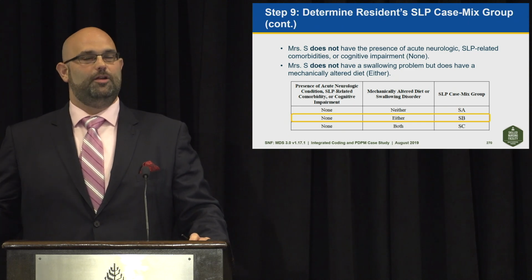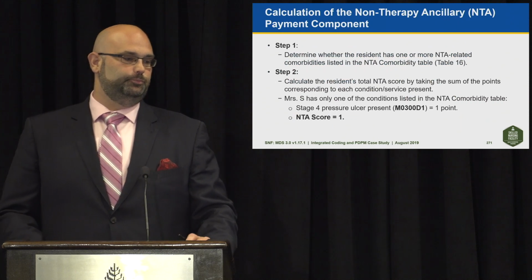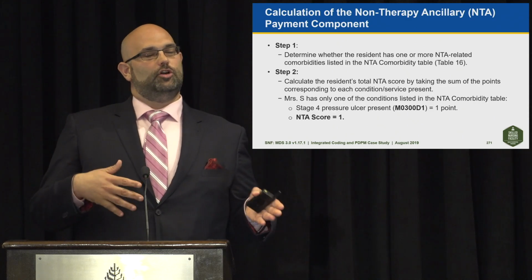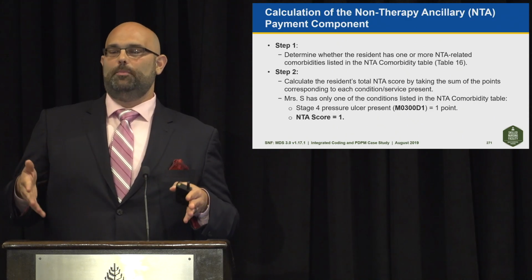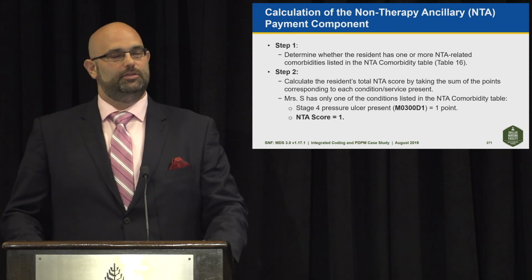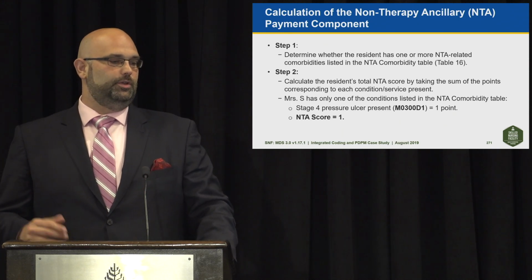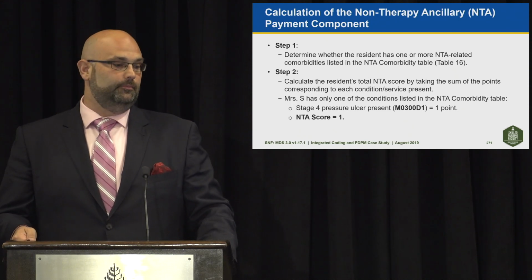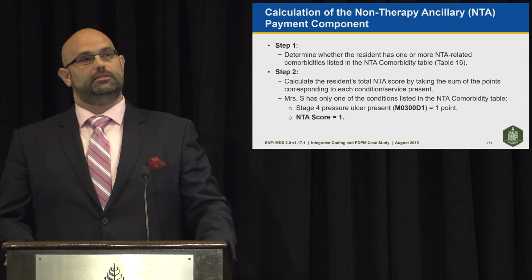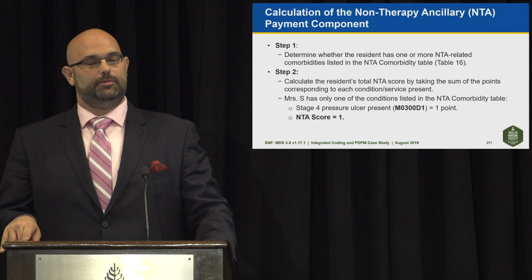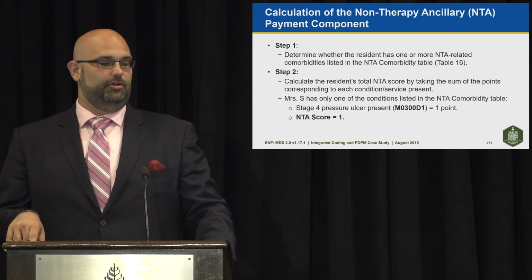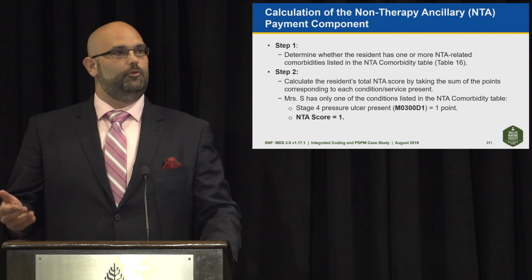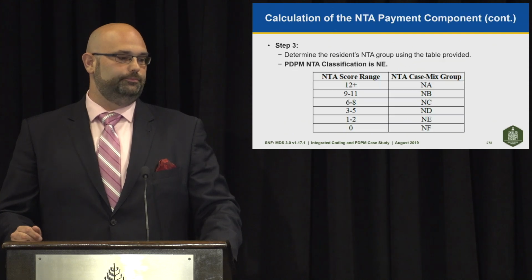So we've now gotten through the therapy components for Mrs. S's classification. Next we're going to move on to the non-therapy ancillary component. Here, as I mentioned earlier, there's the NTA comorbidity score. That's how we identify a person's NTA component rate. So here we look to see if the patient qualified for any of the various NTA comorbidities that we have listed. Here we found that there was one condition for which Mrs. S qualified for the NTA component, and that was the presence of a stage 4 pressure ulcer, which was coded in M0300D1. That ulcer counts for 1 point, and therefore Mrs. S's comorbidity score is a score of 1.